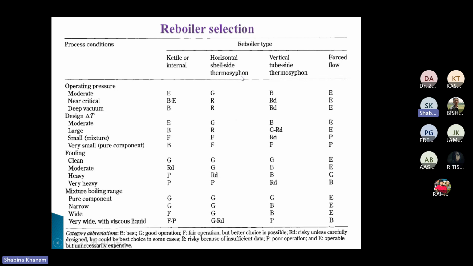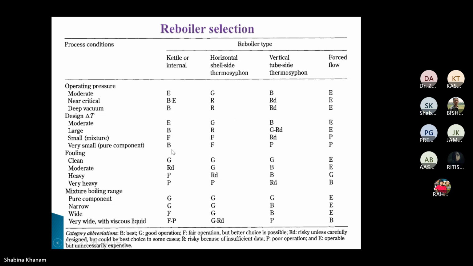Second is horizontal shell side thermosiphon. Thirdly, vertical tube side thermosiphon. And fourth, we have forced circulation reboiler or forced flow. So all four types of reboilers are there. I'm having different conditions, and if you see here, I'm having different nomenclature, or we can say abbreviations. Like B is given for best. If you see here, I'm having this kettle, so B is given over here.